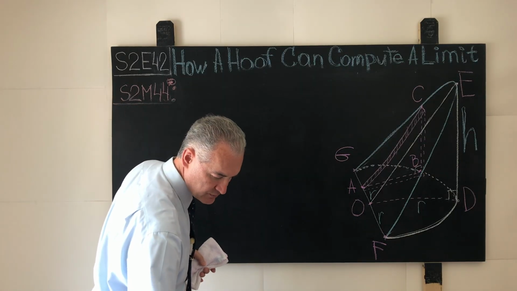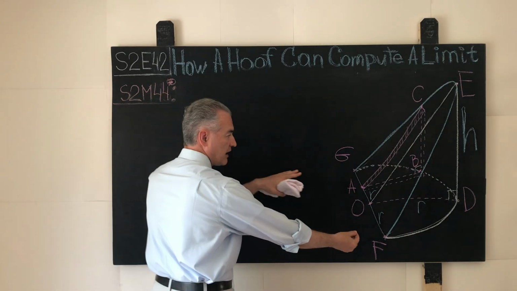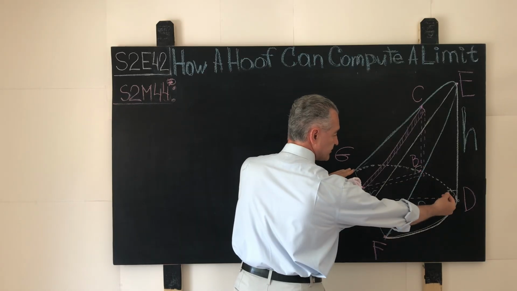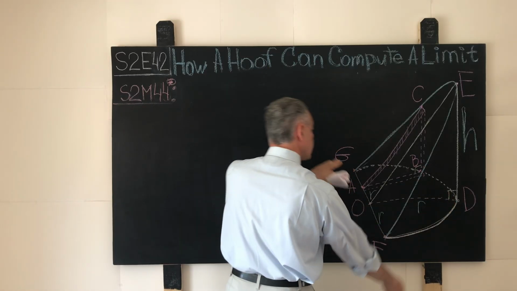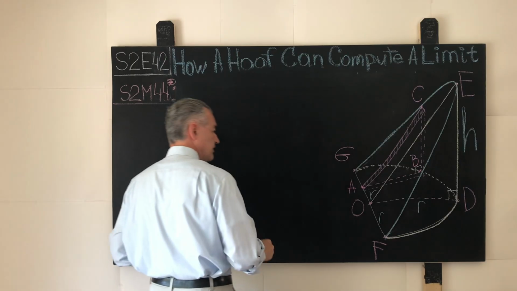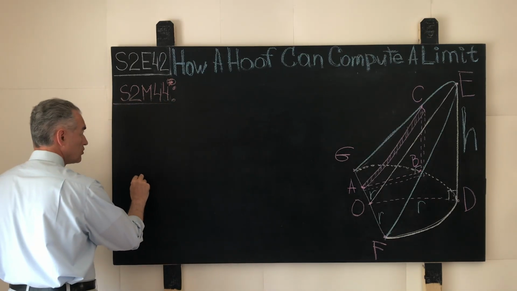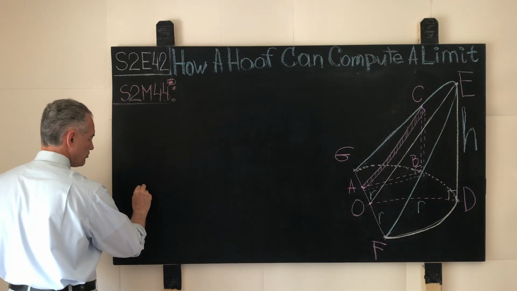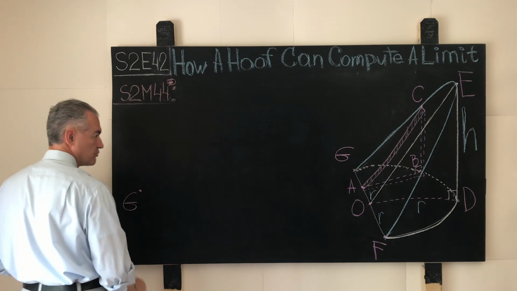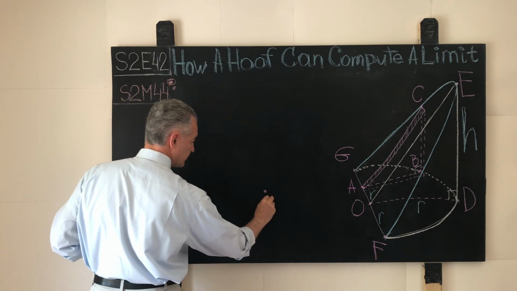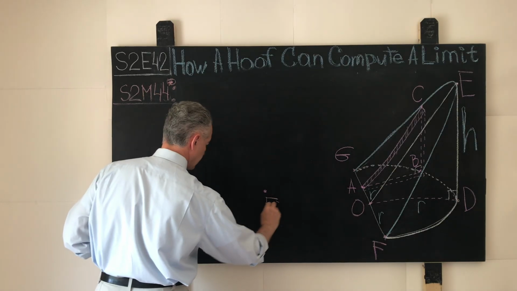If you want to use the red color again, let's take our semicircular base of our hoof, turn it around and flip it on the plane and look at it this way. So this will be the point G. This will be the point F. So far so good.